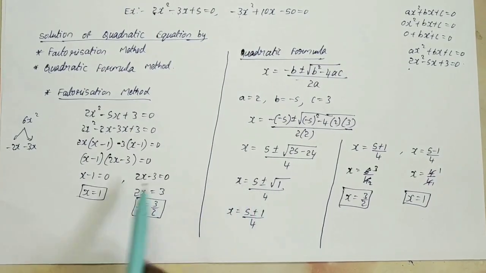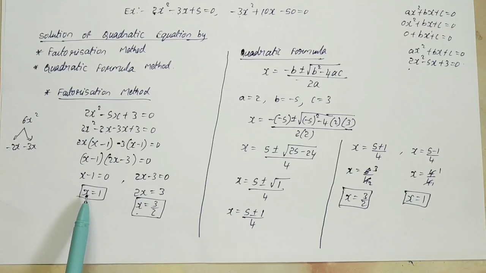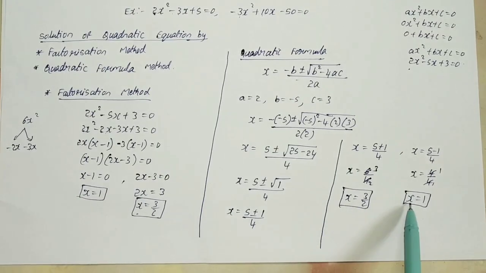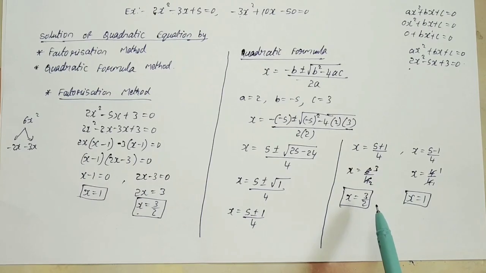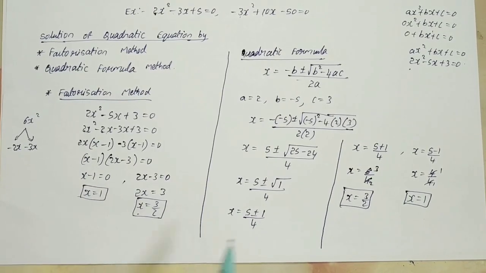So the method of solving the quadratic equation is different, but the answer will be the same. See here, in this case we got x is equal to 1 and x is equal to 3 by 2, right? And here also we got x is equal to 1 and x is equal to 3 by 2. So we can solve by any method, so our value of x will be the same.